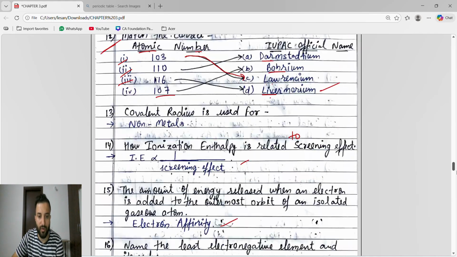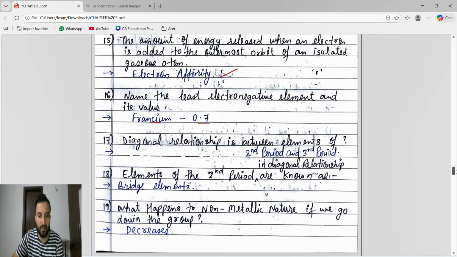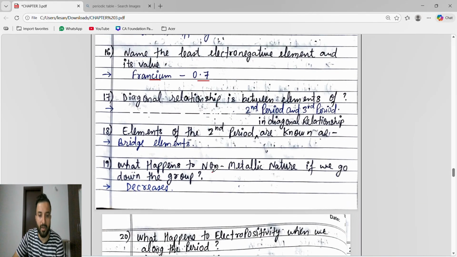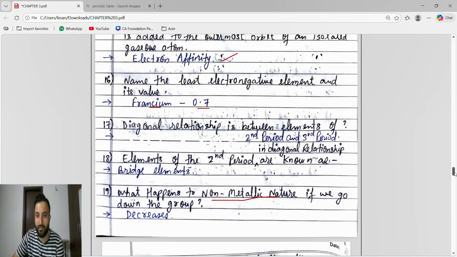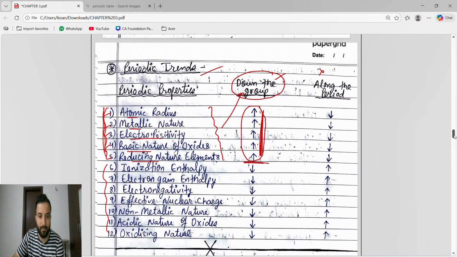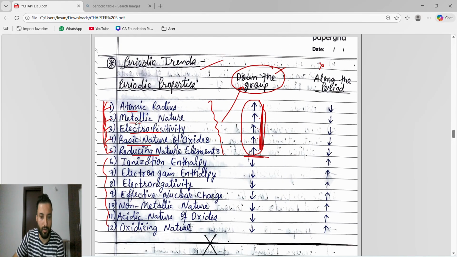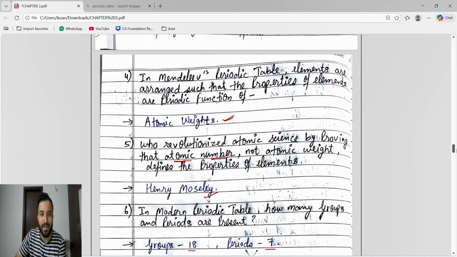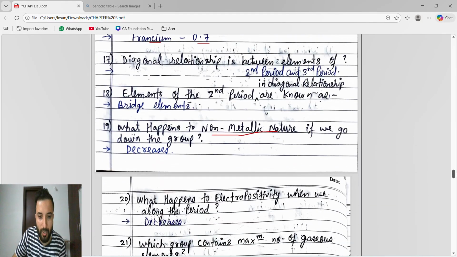So what we have to find is non-metallic nature. Non-metallic nature is not under these 5. So if it is not under these 5, then down the group it is decreasing, and along the period it will be increasing. So non-metallic nature decreases down the group, and along the period it will be increasing. Right? Easy, guys, easy peasy.